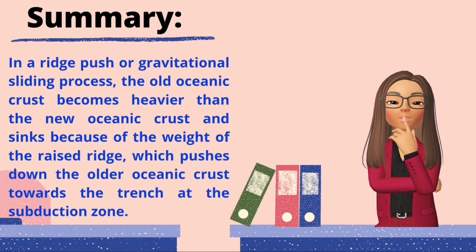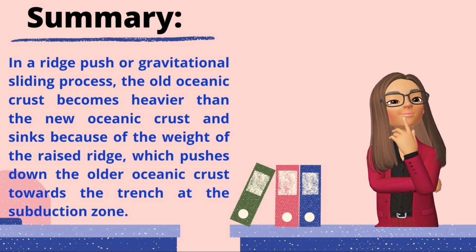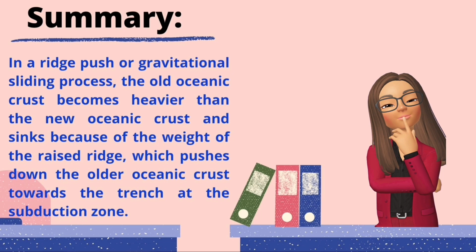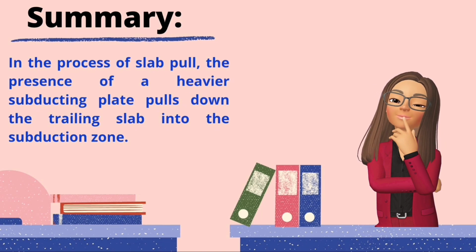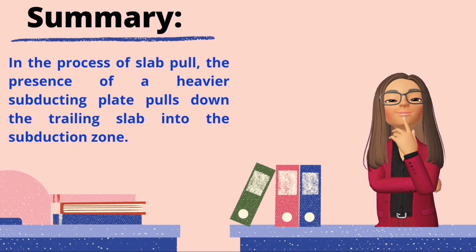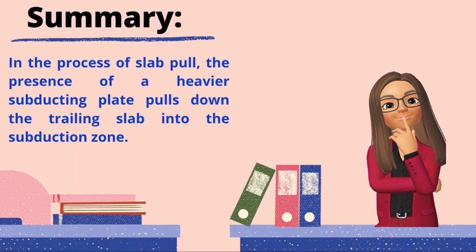In the ridge push or gravitational sliding process, the old oceanic crust becomes heavier than the new oceanic crust and sinks because of the weight of the raised ridge, which pushes down the older oceanic crust towards the trench at the subduction zone. In the process of slab pull, the presence of a heavier subducting plate pulls down the trailing slab into the subduction zone.